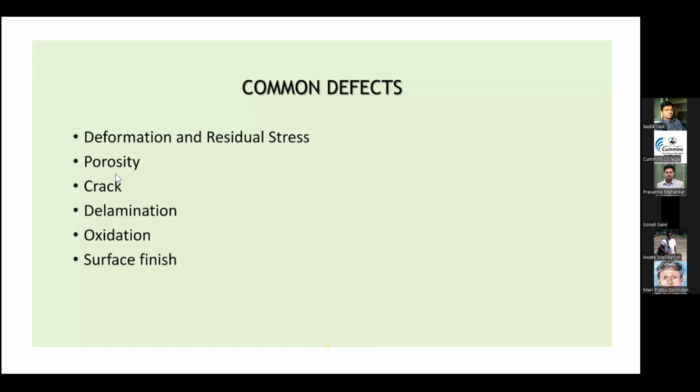Porosity, sometimes you may observe cracks, delamination, oxidation, low surface finish. So these are some of the defects in this method. But as far as surface finish is concerned, we can remove the upper layer so as to get a good surface finish.